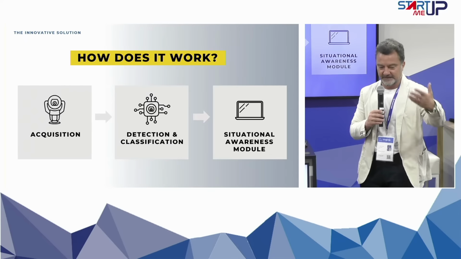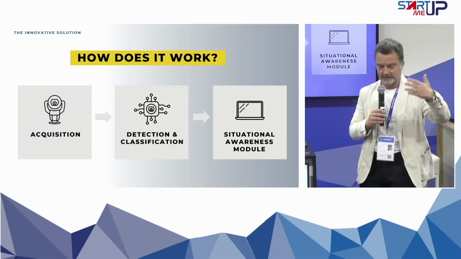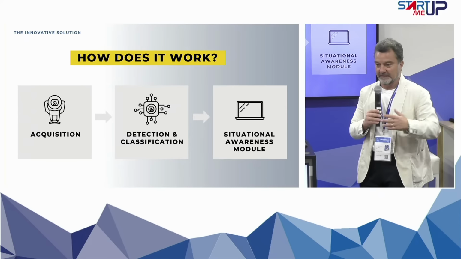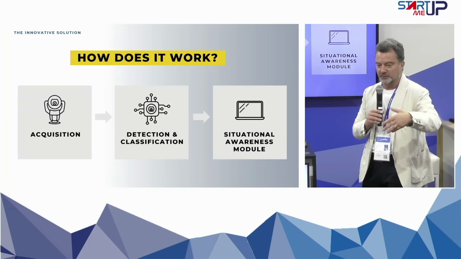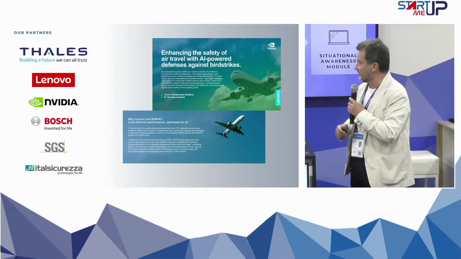So we say, okay, this is a bird, this is a drone, and if it is a bird, we go on the other classification pipeline to determine what species is the bird. Then we count, and then we position in 3D using just one single camera. The situational awareness model is the interface between you and the system. It's a web application, so everybody can connect if they have their own credential.